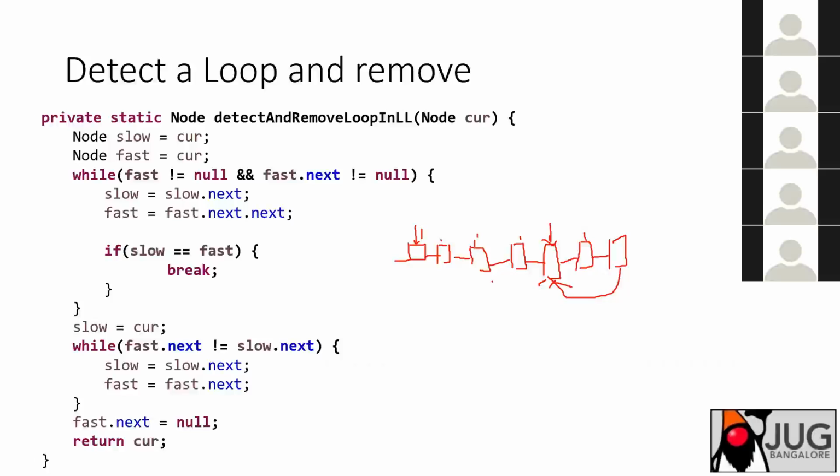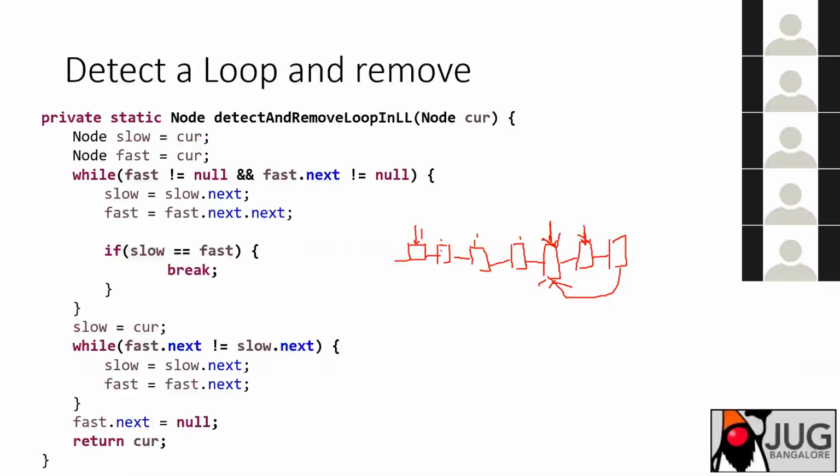Sorry, once again. Let me cover it again. Your slow and fast are both here, right? Now slow is here, your fast is here. Slow and fast are both meeting at this point, right? Fast comes to the middle element here. Okay, fine, so your fast comes here.